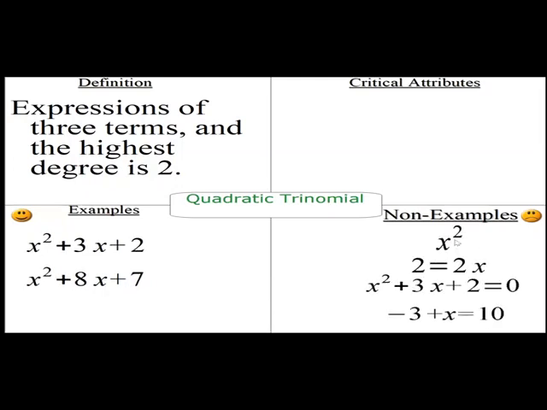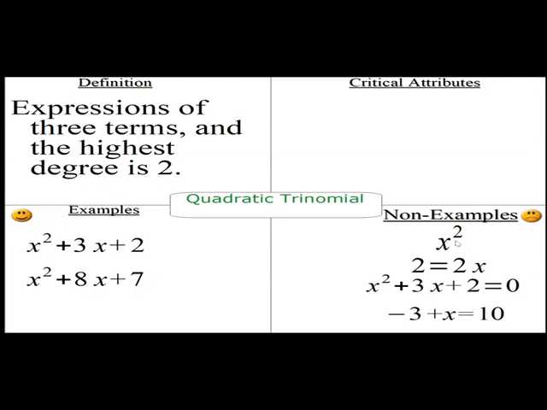Non-examples. X squared, 2 equals 2x. X squared plus 3x plus 2 equals 0. And negative 3 plus x equals 10. Copy those. All right, so according to the definition, if I go here, it says expressions of 3 terms, highest degree 2. Let's see. Do we have expressions here? Yeah, 1 expression, 2 expressions. Do they have 3 terms? 1, 2, 3, 1, 2, 3. Yes. Highest degree 2, 2, 1, 0, 2, 1, 0. Yeah, highest degree 2.